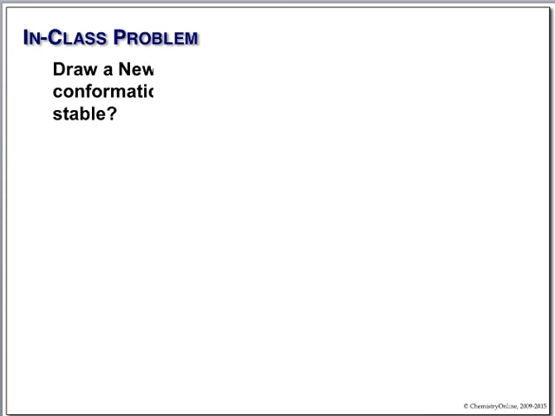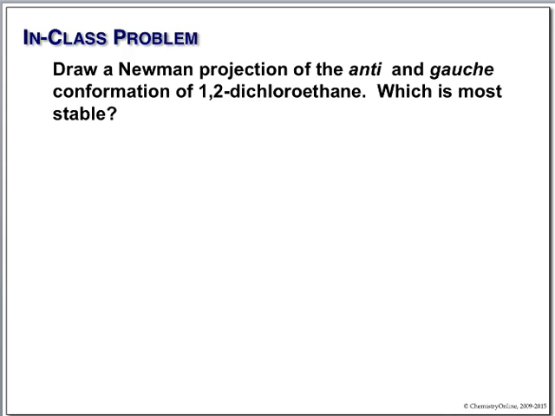All right, simple problem here. Draw me 1,2-dichloroethane in the anti and the gauche conformation. Now you could use a Newman, you could use sawhorse, you could just draw lines. Newman's is a little more sophisticated.